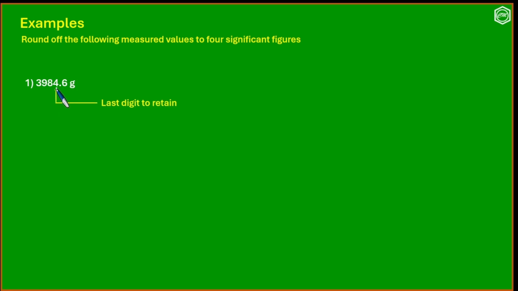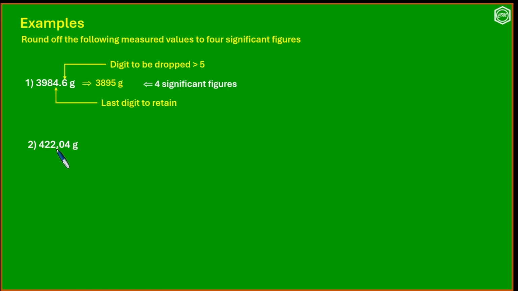Let us consider some examples. Round off the following measured values to 4 significant figures. First example, 3984.6 gram. And this measured value has 5 significant figures. We have to round off it to 4 significant figures. So the last digit to be retained is 4 and the digit to be dropped is 6 and it is greater than 5. So the last digit increases by 1 unit. The round off value will be 3985 gram. 4 significant figures.